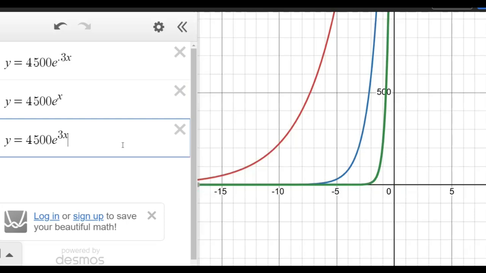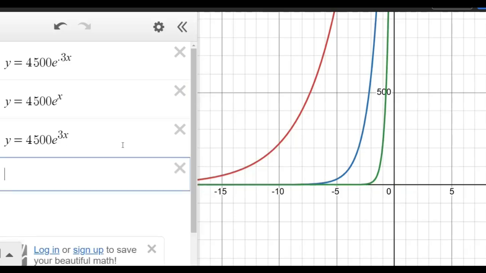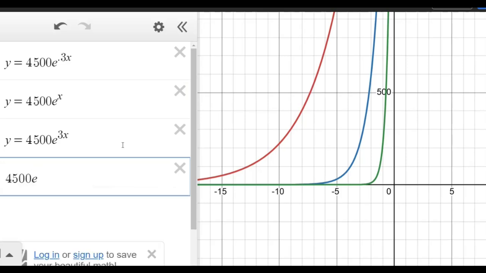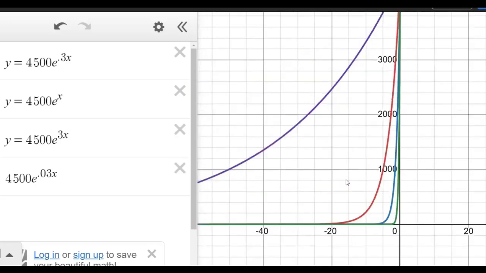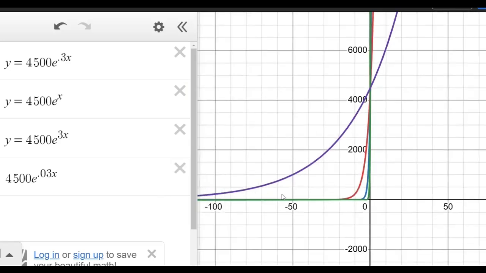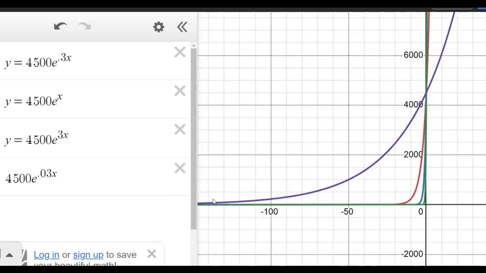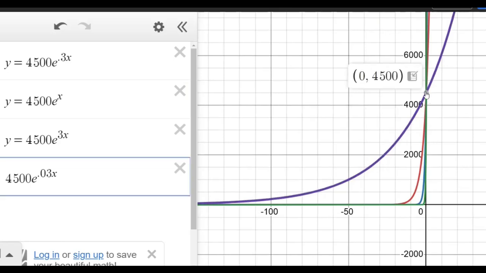Let's just do one more. What do you think if I did 0.1? Let's do 0.03x. So 4,500 e the 0.03x. And as expected, let's zoom out. Check it out. That one is much more gentle. It leaves the asymptote quite a bit sooner and starts climbing. It still has the same intercept. You can see we're still at 0, 4,500. So it's doing that, but now it's coming up much more gradually.